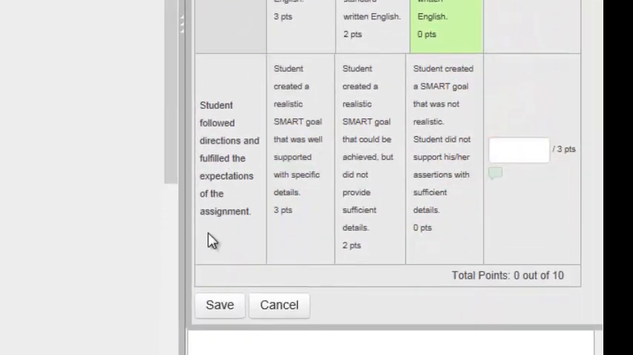Let's go to the last criteria. Student followed directions and fulfilled the expectations of the assignment. Now, if we think about what the expectations of the assignment are, it is really about creating a goal that's achievable and measurable that the student will be able to look at and focus on through the duration of this class in order to achieve their larger goal of college.